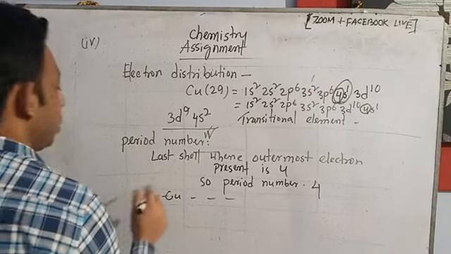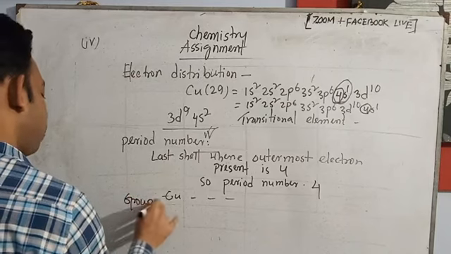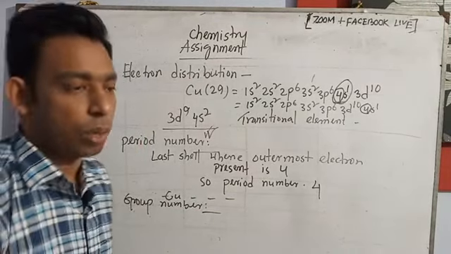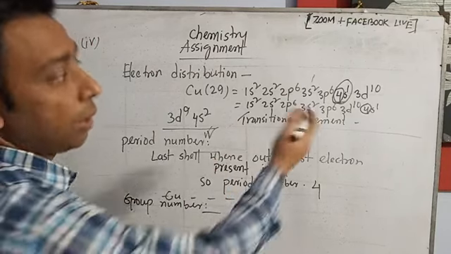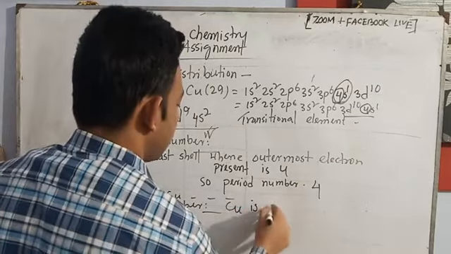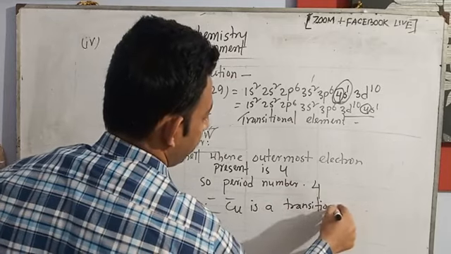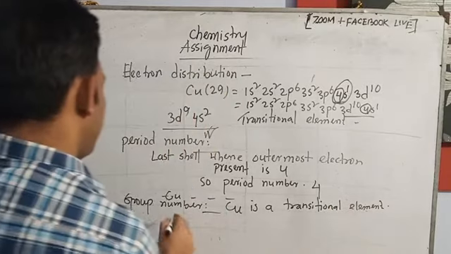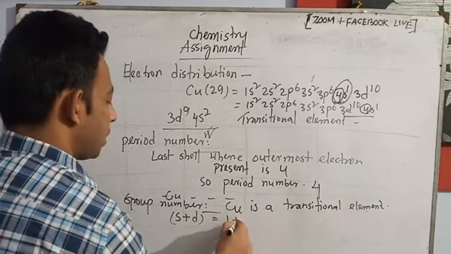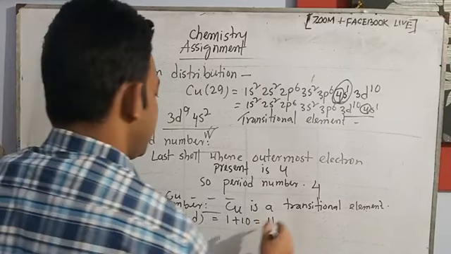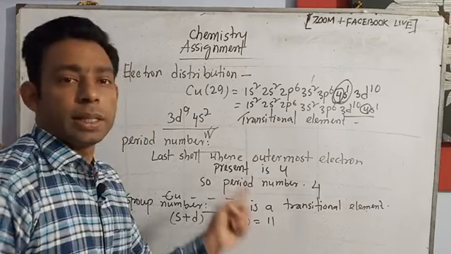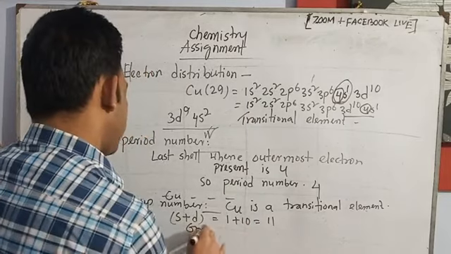Group number is somehow different. In the normal sense, the outermost electron number in that shell is the group number. But here, since copper is a transitional element, we count the outermost s plus d orbital electrons, that means 1 plus 10, 11. So counting 11, since copper is a transitional element, the outermost electrons counted with the s and d orbitals total 11. So the group number of copper is 11.